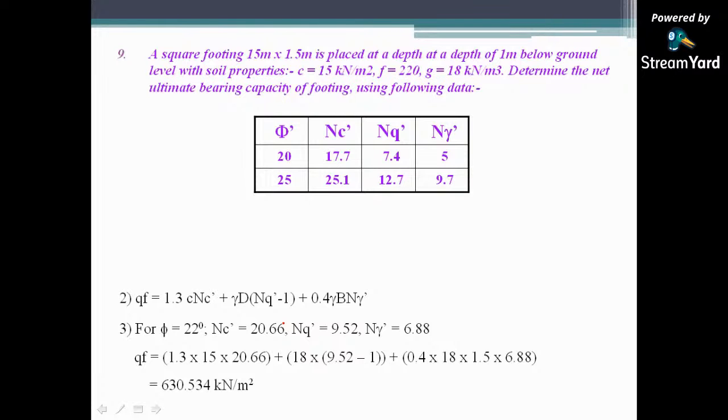So this type of numericals we have already done in the previous classes. So this was regarding the plate load test, its limitations and advantages.